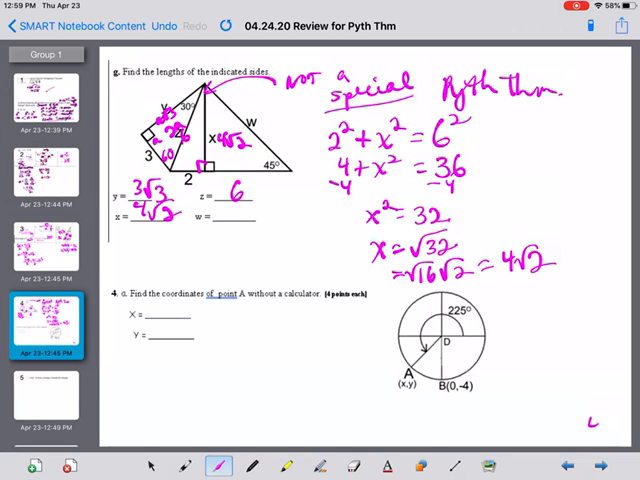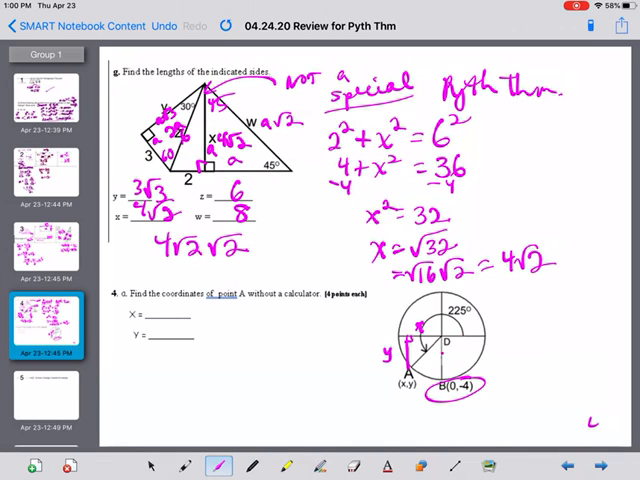And then w will be, so this is a 45, 45, 90. So a radical 2, so it's 4 radical 2 is 8. Oh, here's one of those circle problems. So find the coordinates of point A without a calculator. So you make the right triangle inside, because any point on a circle can be made into a right triangle if the circle's around the origin.